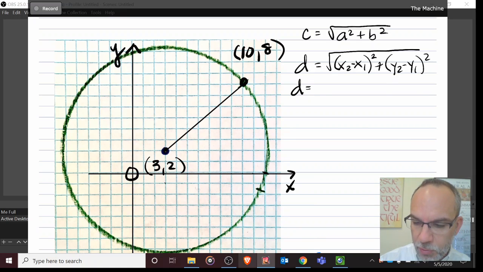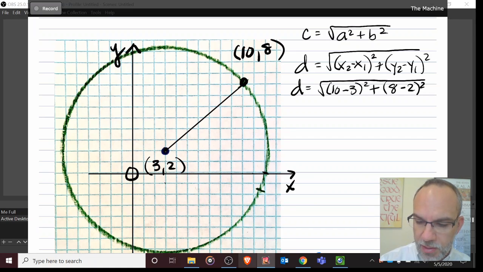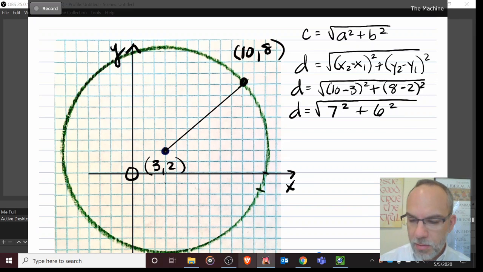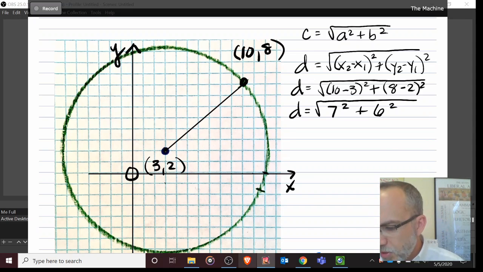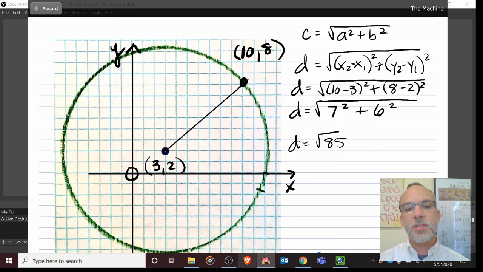So now the distance is equal to the square root of, well, what was the second x value? That would be 10 minus the first x value, that would be 3 squared plus the second y value, which is 8, minus the first y value, which is 2 squared. And so I get distance is equal to the square root of 10 minus 3, isn't that 7 squared? And then plus 8 minus 2, isn't that 6 squared? Isn't this what we had to begin with, right? 49 plus 36. Pull out my machine. I'm just double checking. 49 plus 36. 85. Oh my goodness. The distance is equal to the square root of 85. Same thing. But now we did it with Cartesian points. Okay, did you follow that?